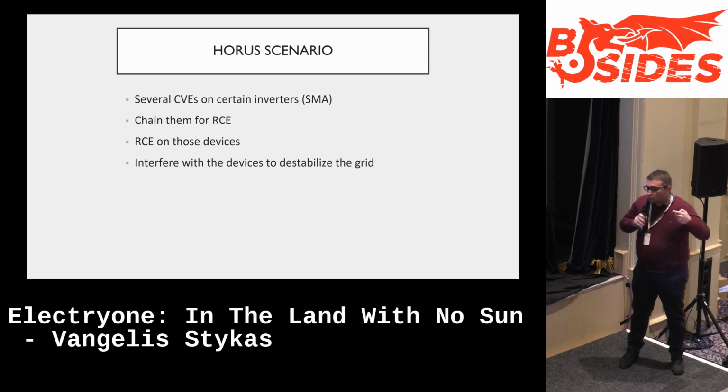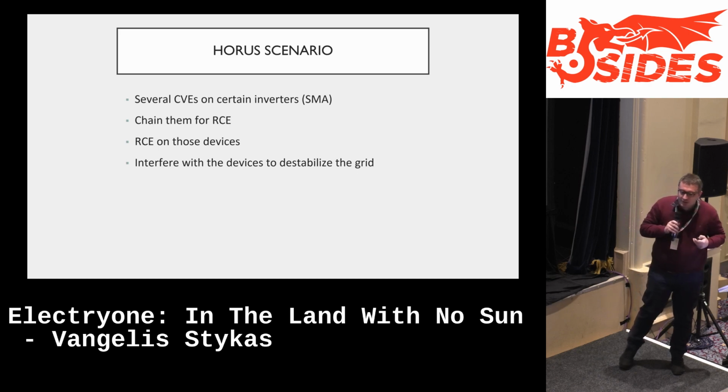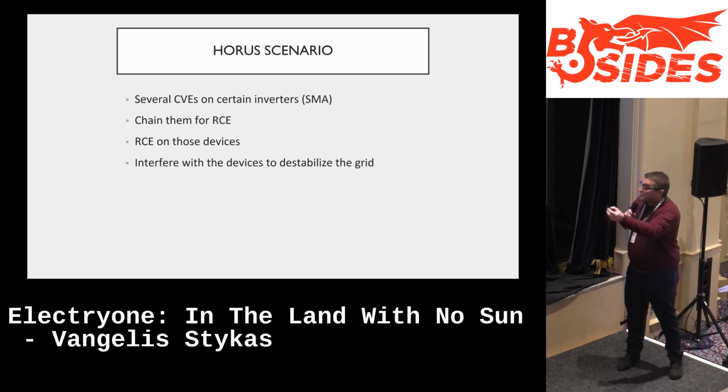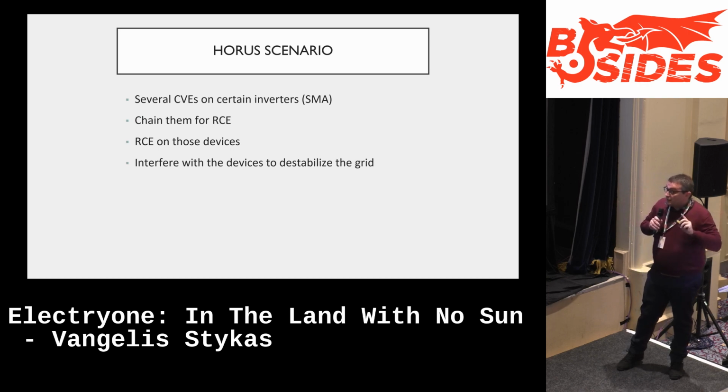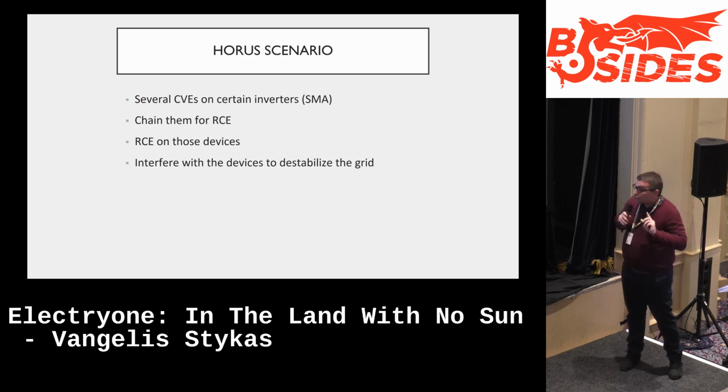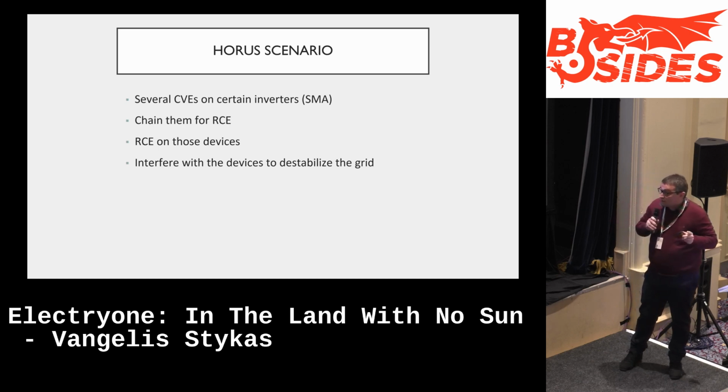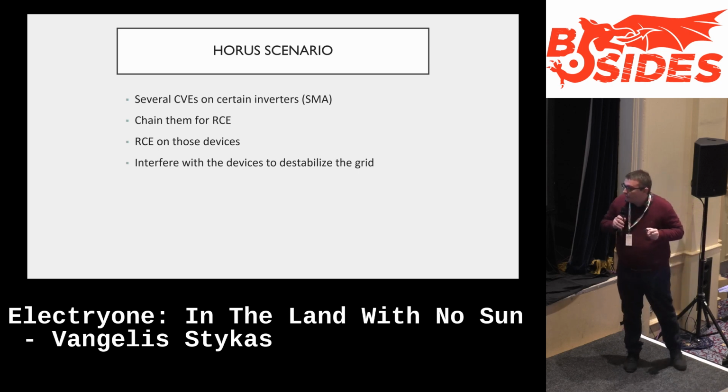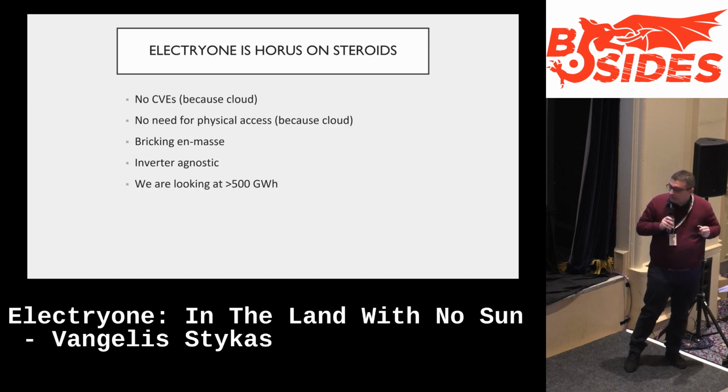the German guy, who has a really strange name that I cannot pronounce, but is really cool, found several CVEs on one inverter, which is SMA. He used them to get remote command execution on those devices. He interfered with the devices to destabilize the grid.